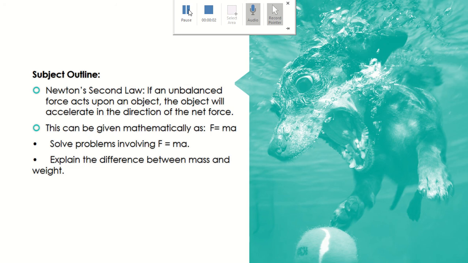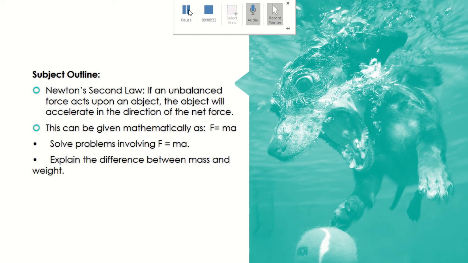So in this video we're going to be looking at Newton's second law of motion. Newton's second law of motion, as stated in the syllabus, is that if an unbalanced force acts upon an object, then that object will accelerate in the direction of the net force. Very logical. Now this can be mathematically given as the force applied is equal to the mass of the object times its acceleration.